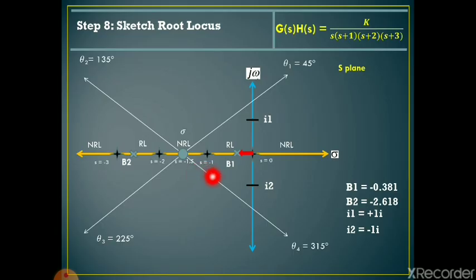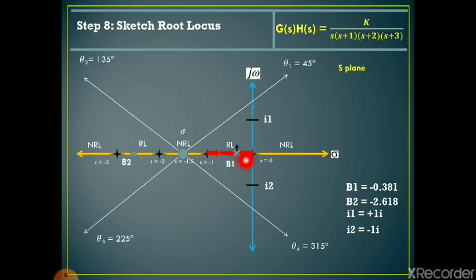Similarly, the pole at S is equal to -1 should move towards right. So since they are moving towards each other, they will meet at a common point, right? And that we have already calculated. It is a breakaway point B1, that is -0.381. At -0.381, both these poles are going to meet each other, and after meeting they should break away from each other, and the breaking away from real axis always happens at either +90 degree or -90 degree.